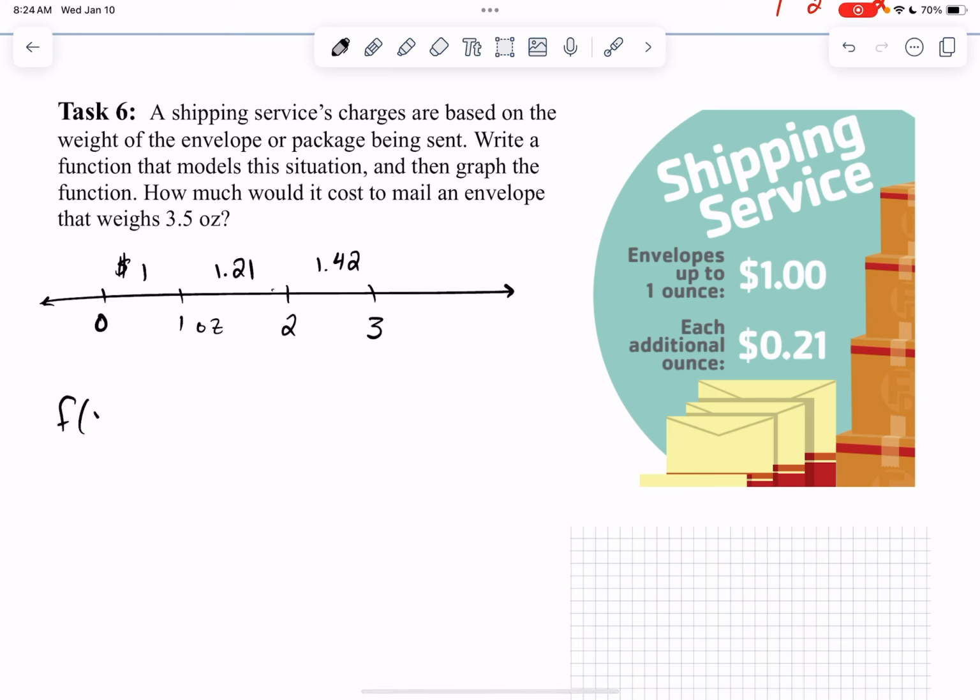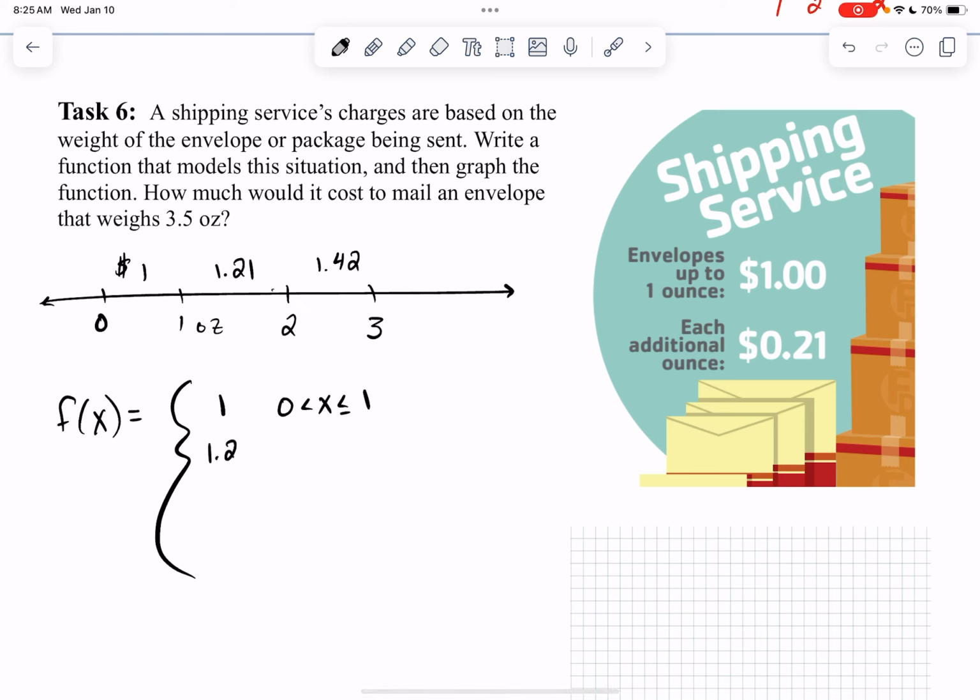So now we can see how we would write that step function. So it would be $1 for anything in between 0 and 1 ounce. Okay, all the way up to 1 ounce. Now, do we equal 0? Well, if I have something that weighs 0 ounces, it's not going to exist. I wouldn't mail it. So no, we wouldn't equal 0 because there's no way for a letter to actually weigh 0 ounces. It'd be a partial ounce.